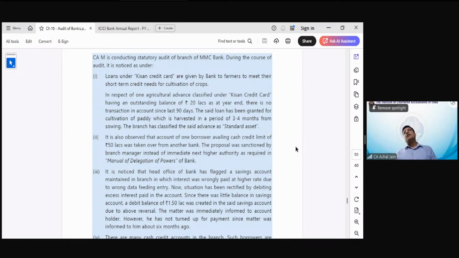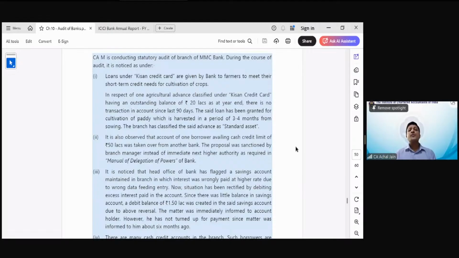In this particular case scenario, for the questions that you are going to have, you will require the understanding of the classification, provisioning, etc. related to advances. So just try to apply those thoughts.